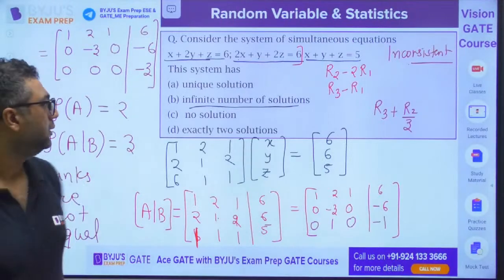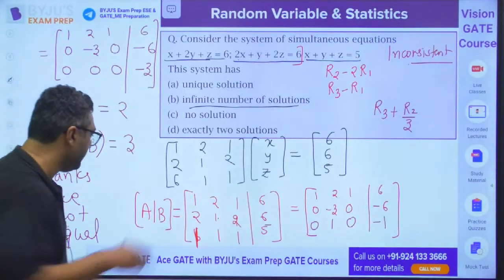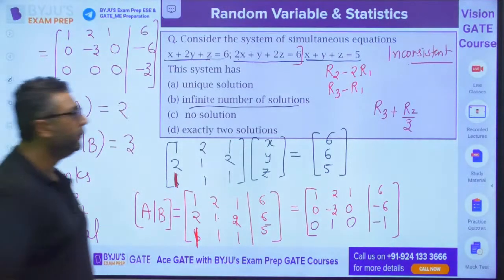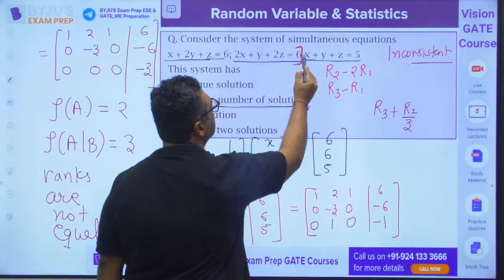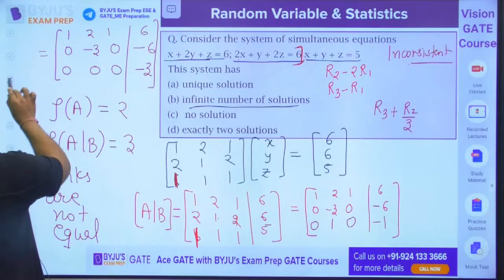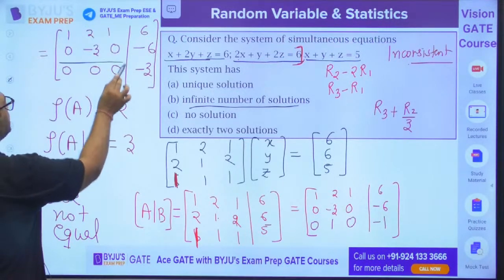Yes. In the third it is 1, 1, 1. Yes, Virendra, it is 1, 1, 1. You are correct, because this is the equation. Here a column is missing. Because this row is 0 now.